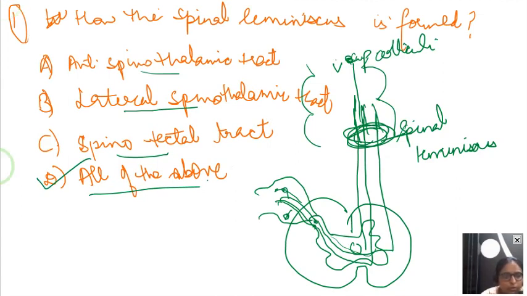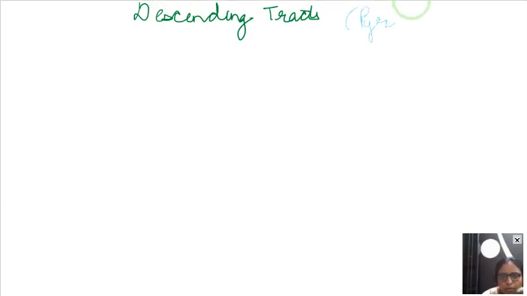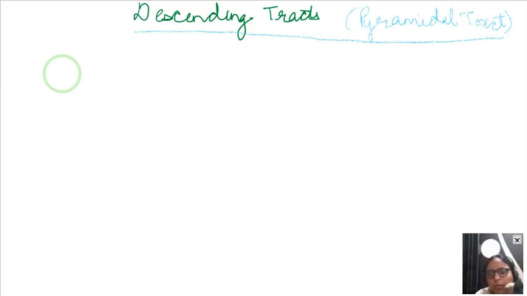Now today let's proceed to the next thing. We will study today about the descending tracts. Descending tracts are also called pyramidal tracts. I'll tell you why they are named this. As I told you, there is no need to memorize anything in neuroanatomy. You just have to understand it. If you understand it, it will easily come to your mind and you don't need to remember anything.